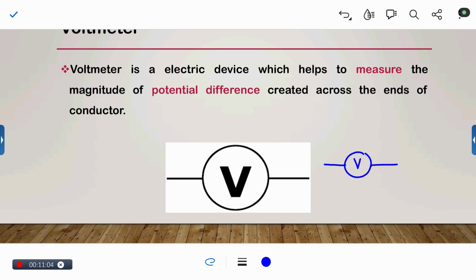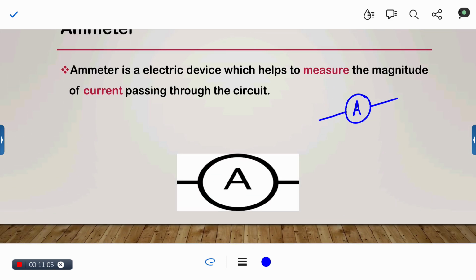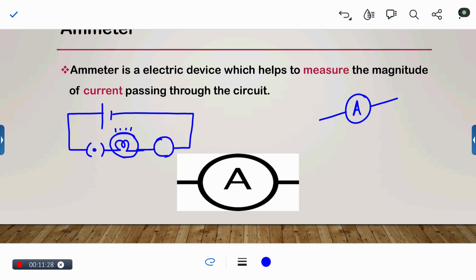And how do we need to connect them in the circuit? The ammeter we already know. How will we connect it? If it is a circuit, a plug and a conductor, in order to measure how much current is passing through this bulb, we can connect the ammeter in series. If you connect it like this, we can say that the ammeter is in a series combination. Why? Because it is connected end to end.